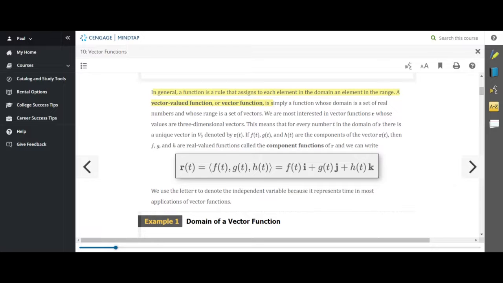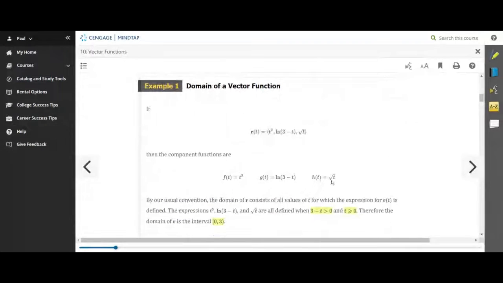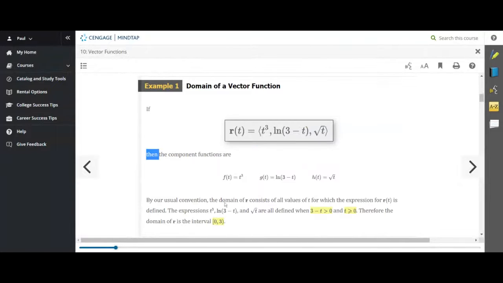Now, let's look at an example of a vector function. Okay, so in example 1 here, we talk about the domain of a vector function. A vector function, like any function, has a domain. So let's say that your vector function has components t cubed, and then the natural log of 3 minus t, and then the square root of t. They're your component functions, okay? f of t, g of t, and h of t.